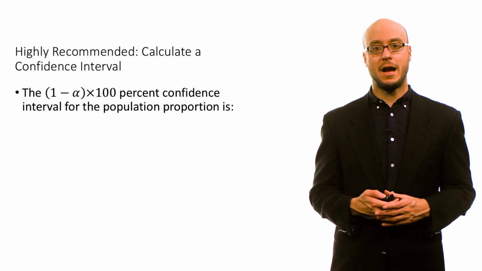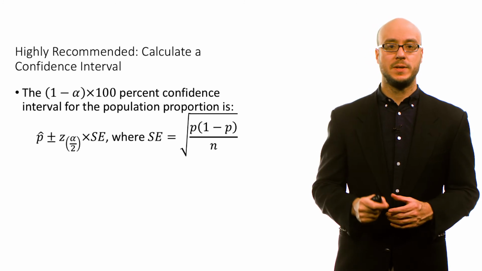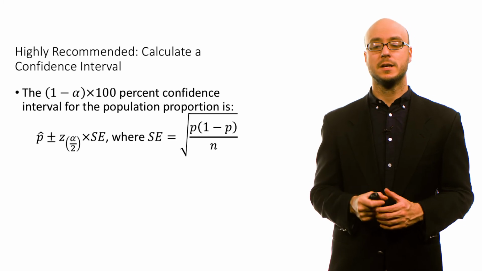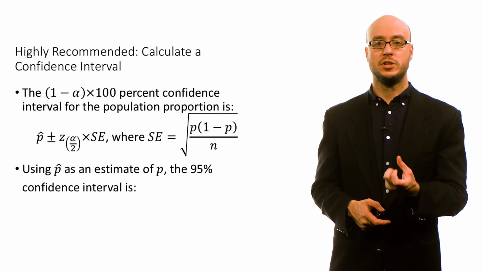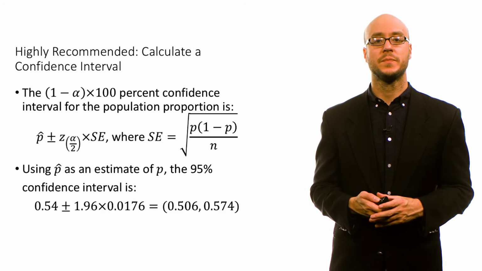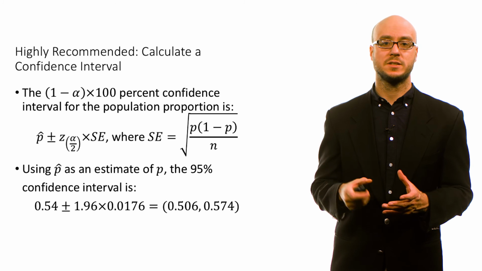And of course, let's calculate a 95% confidence interval. We take our point estimate, p hat, plus or minus z alpha divided by 2, times the standard error. For the standard error, we're going to use p hat as an estimate for p when we calculate a z interval. And our 95% confidence interval, again, is 0.506 to 0.574. So we can conclude that we're 95% confident that the true population proportion lies in that interval.